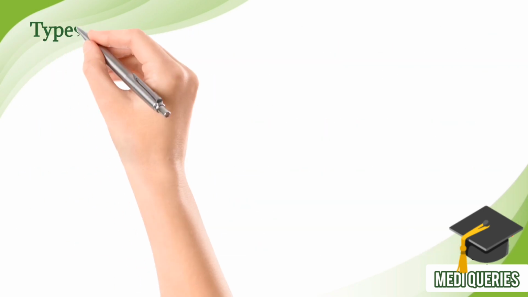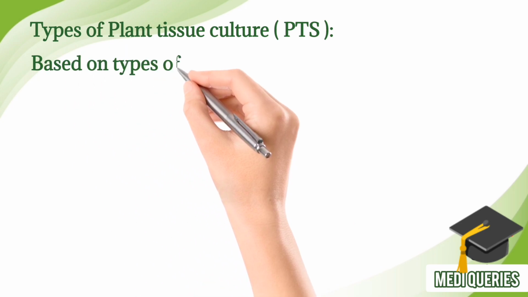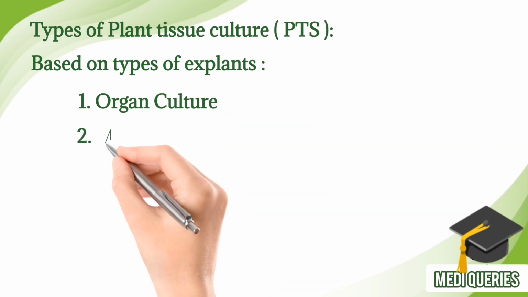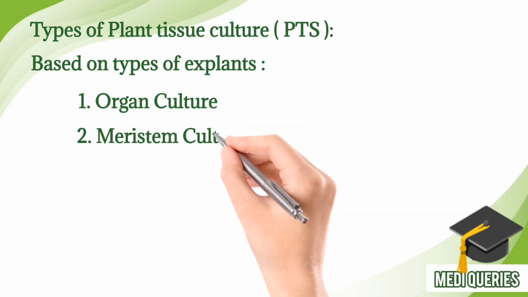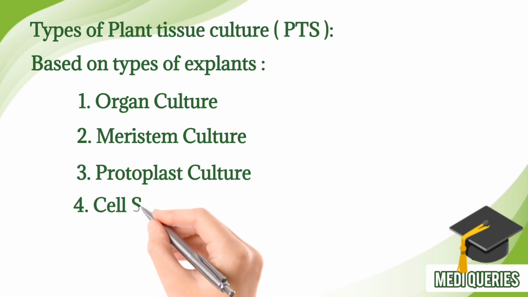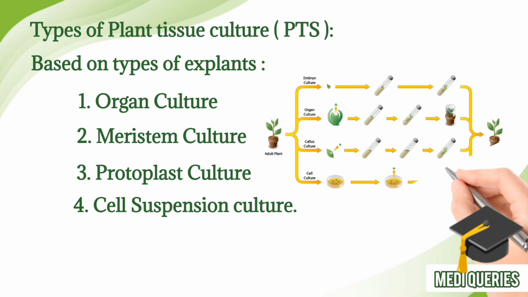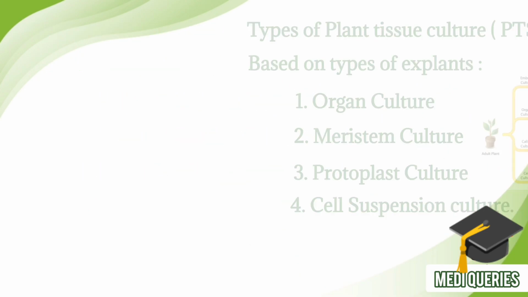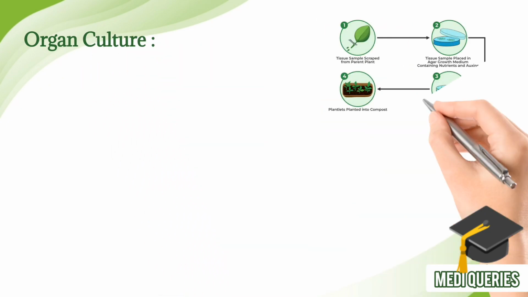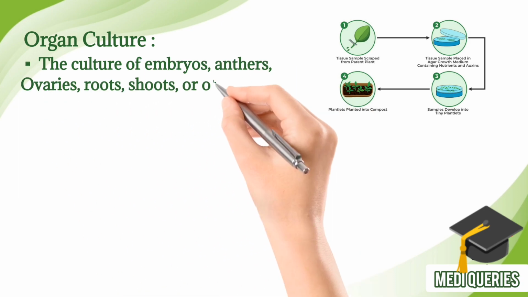Types of plant tissue cultures. So based on the explants, they are classified as organ culture, meristem culture, protoplast culture, cell suspension culture. First one is organ culture. The culture of the embryos, anthers, ovaries, roots, shoots or other organs of the plant on a culture media.